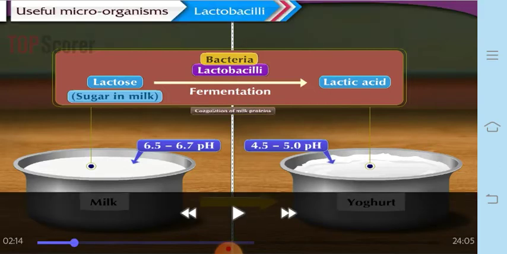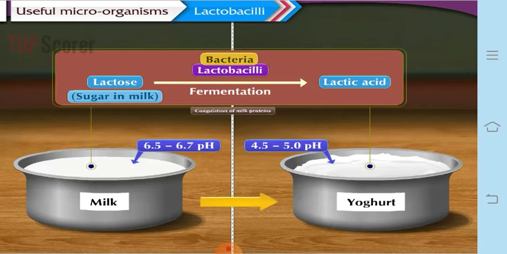Now what is actually happening here? The normal pH of milk is around 6.5 to 6.7. That means it is not neutral or basic, but it has a slightly acidic taste. But when the fermentation takes place, that is, from lactose sugar lactic acid is formed, the pH decreases further and it becomes more acidic. So the pH now is around 4.5 to 5. That means it has formed an acid.